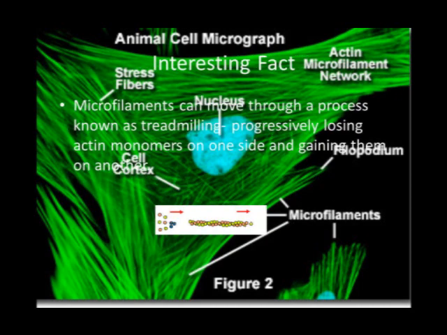Microfilaments. Interesting fact. Microfilaments can move through a process known as treadmilling, which is progressively losing actin monomers on one side and gaining them on another.